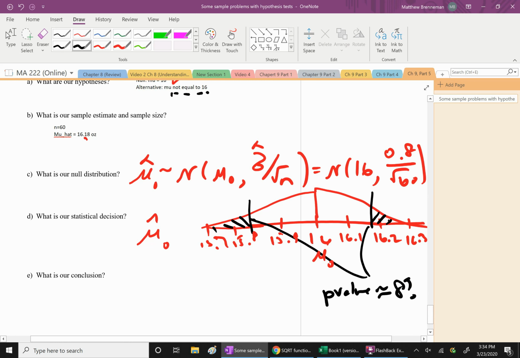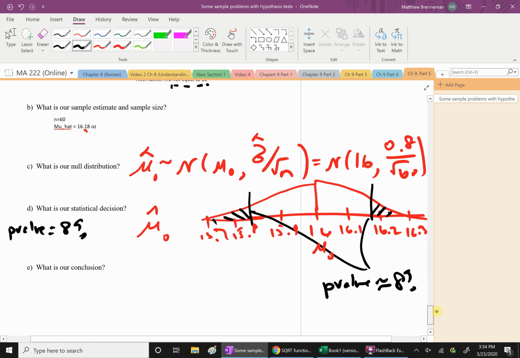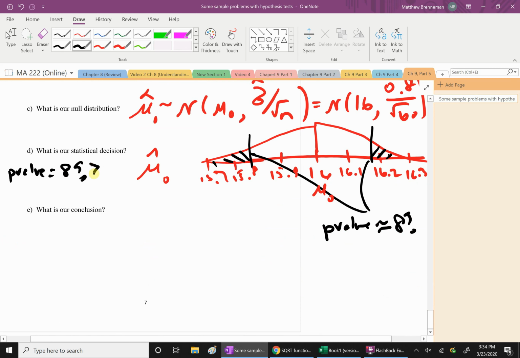Well, what do we decide? We know that our p-value is equal to 8%, and that's going to be greater than alpha, which is 5%. So we're going to fail to reject the null. Our p-value is not less than alpha.